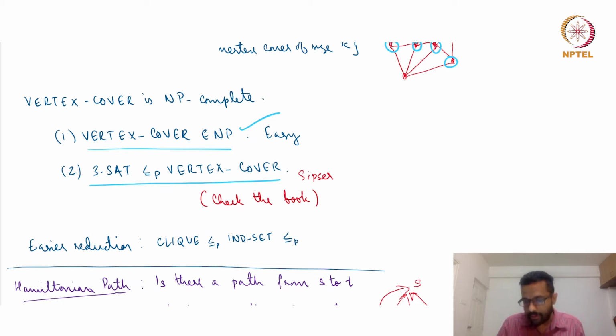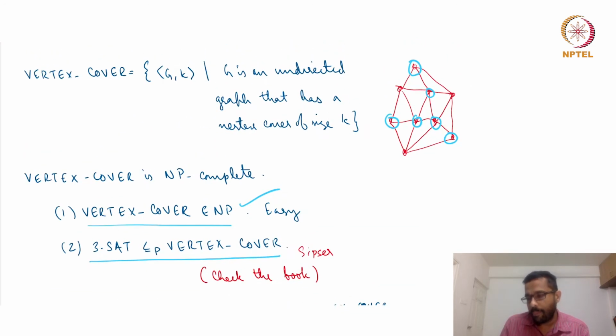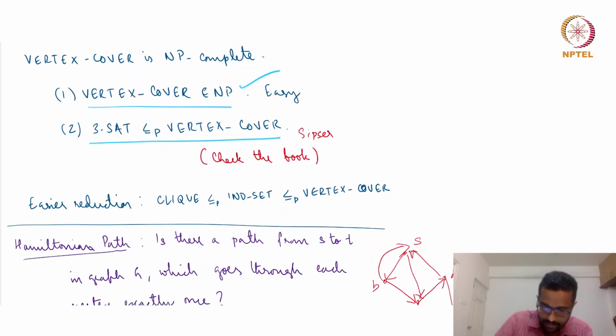And then you can show that independent set in turn reduces to vertex cover. So this is not really that hard. You can think about it. If some vertices form a vertex cover, what do the remaining vertices do? What can we say about them? Can they have an edge between them? This is something that you can think about. It's not that difficult. Even this you should think about.